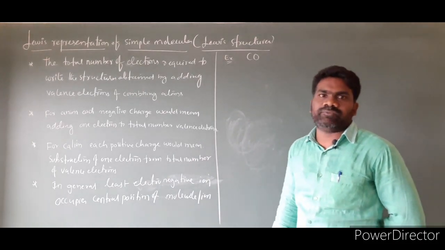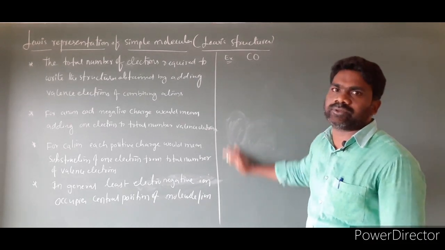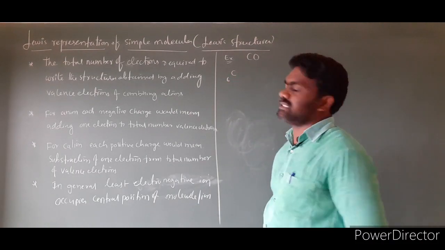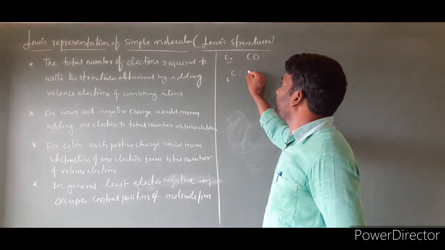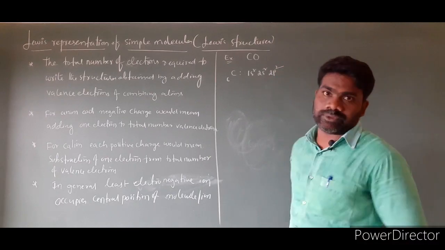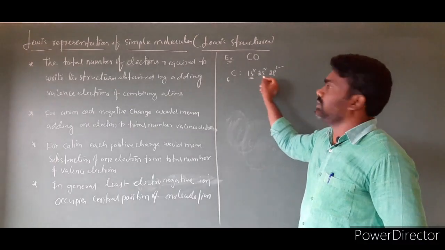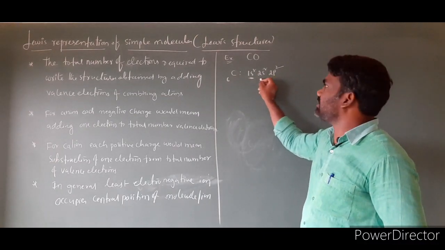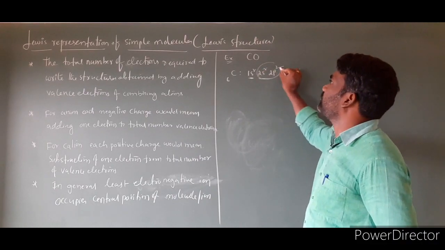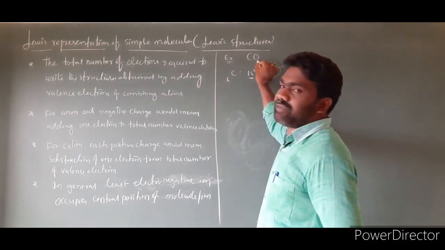The first thing is we have to find the total number of valence electrons present in this molecule. For that, first we have to write the electronic configuration. Carbon has atomic number 6. Its electronic configuration is 1s2, 2s2, 2p2. 1s2 is the first shell, and 2s2, 2p2 is the second shell. The total number of valence electrons is 2 plus 2, that is 4. Then the next element is oxygen.